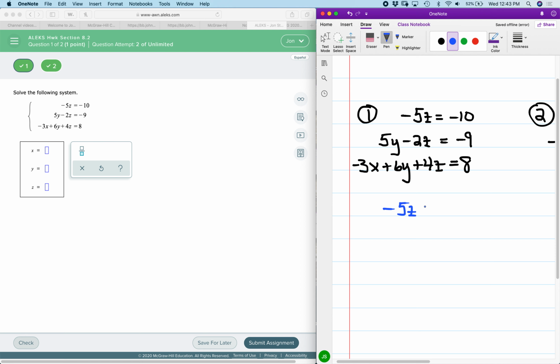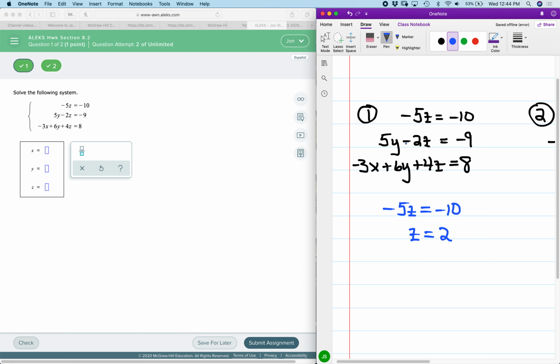So we have negative 5z is equal to negative 10. In this case, we have that z is equal to 2. So we have z is equal to 2. For the value of z at 2, this will be carried over to the next two equations.